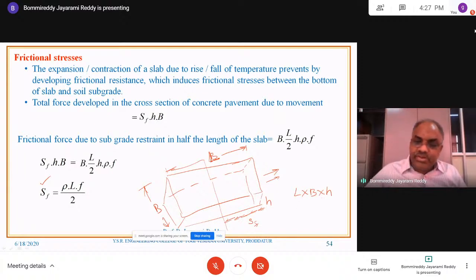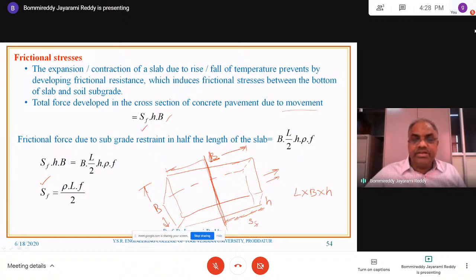And where is the maximum stress acting? Maximum stress is acting at this particular level, at the center. And what is that maximum stress? Maximum stress is nothing but SF. The total force developed in the cross section of the pavement due to movement is stress multiplied by area. What is the area? The cross-sectional area, B multiplied by height. That is the total force developed at the cross section.